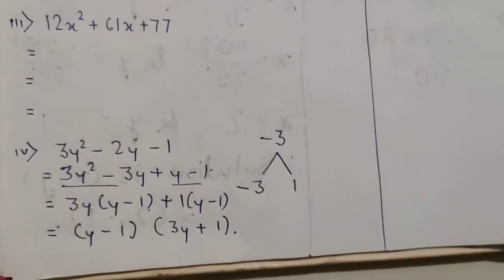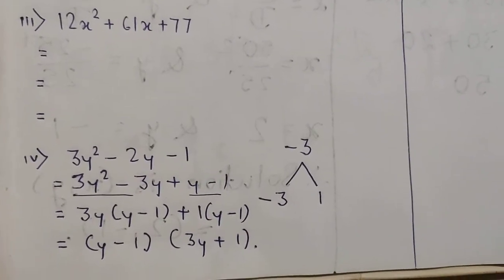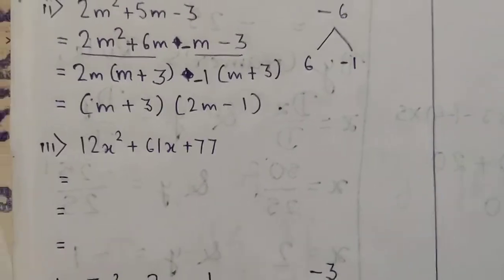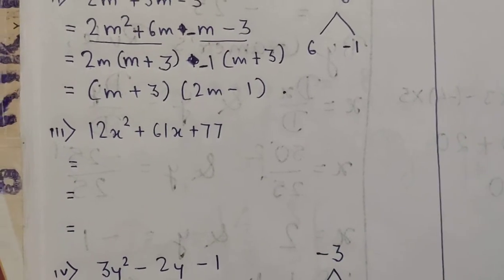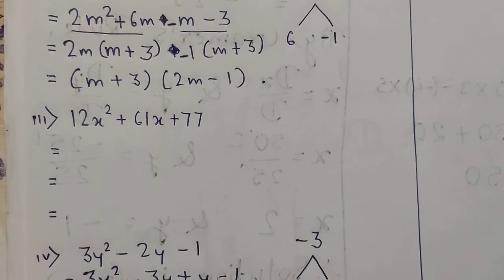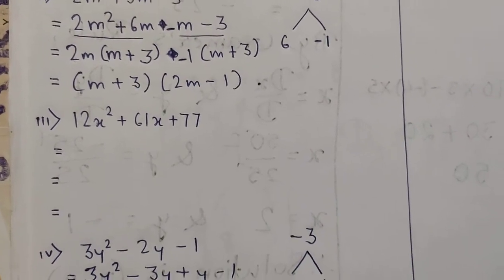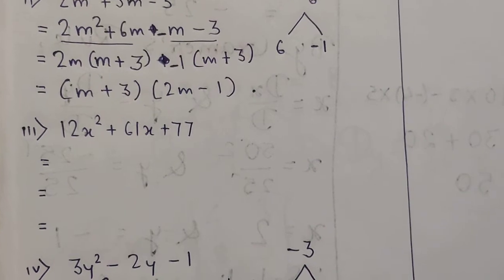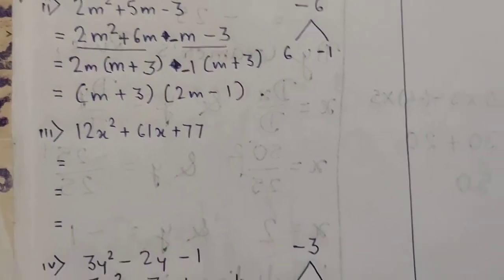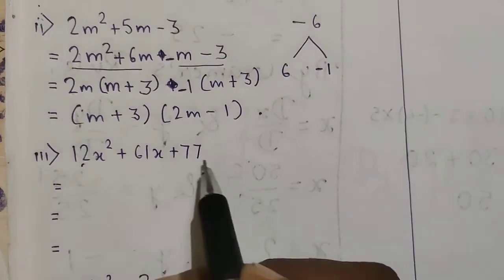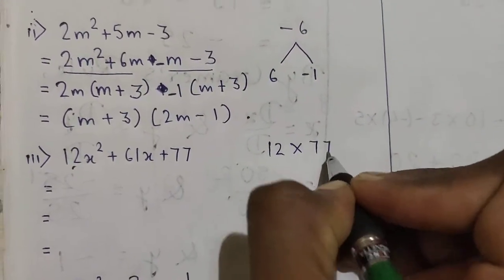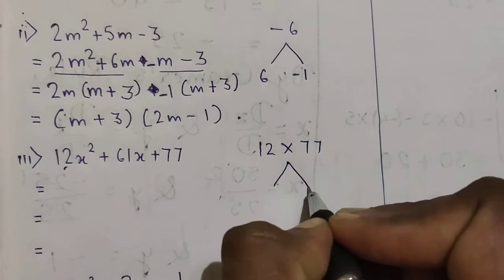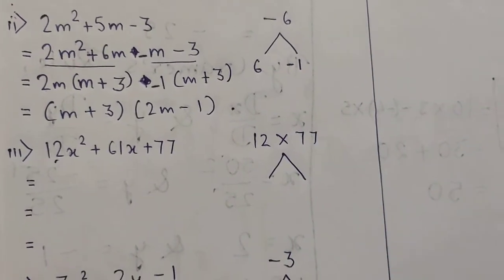Okay, so in this way we have completed this fourth one. Now see the third one. In the third one you can see the numbers are a little bigger, so this is a little different from your first three which I have solved. So let us follow the method. First, what? 12 into 77 you are going to do. And whatever number you get, you have to make two parts of that.